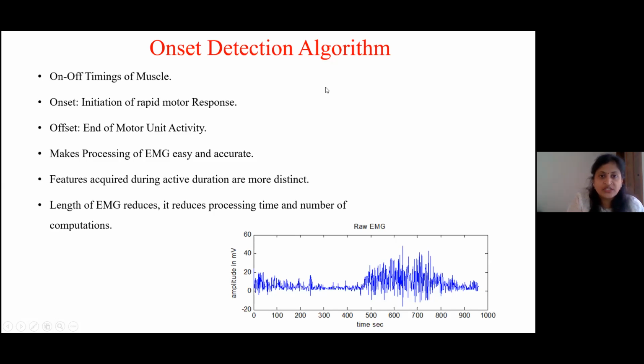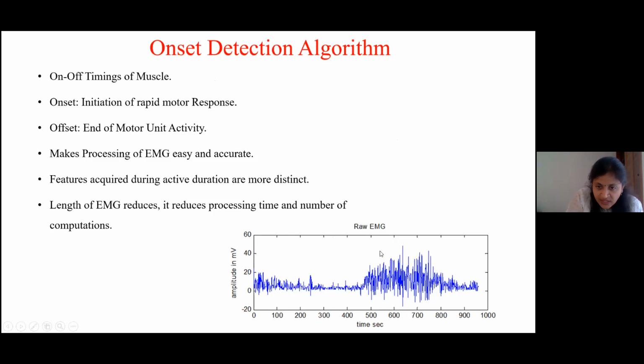What is it? Onset detection algorithm is on-off timing detection. This is on timing, this is off time. On-off timing detection of the muscle is an onset detection algorithm. So onset is what? Onset is initiation of rapid motor response. That is, initiation of this activity is called onset, and end of motor unit activity is called offset.